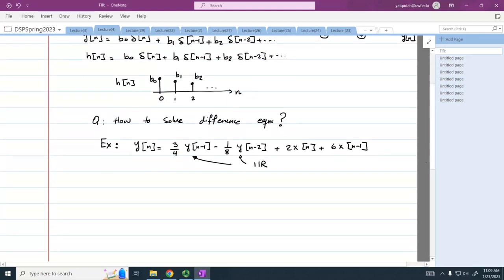Okay. So in order to solve for the output, we need to know the input, x of n. Let's say we applied a unit step. And also, I need the initial conditions. So I need y at -1, which is given to equal 4, and y at -2, which is equal to -8.